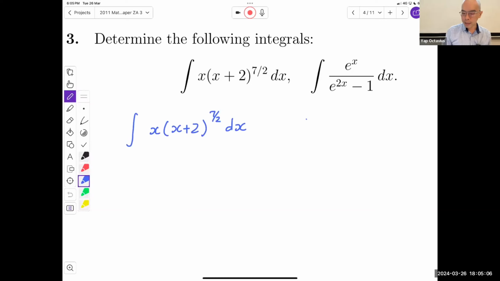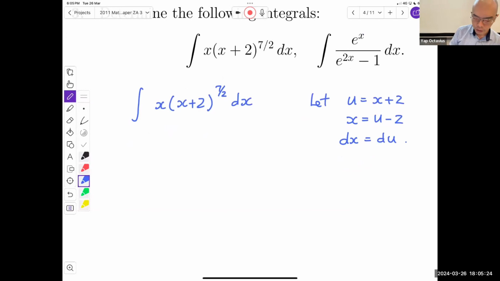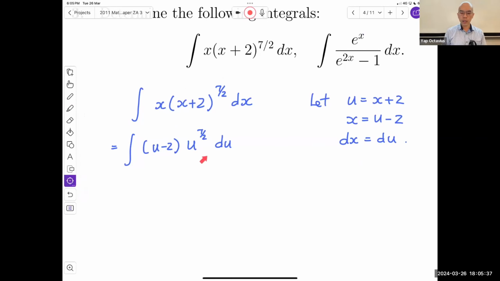Okay, so come, first one. I'm going to let my substitution be the term inside the bracket. So let u equals x plus 2. So my x is equal to u minus 2. So I differentiate this. Okay, so this is what we get. Come, put everything in. x is u minus 2. Then this term is u to the 7 over 2. So dx is du. So you see, with this, it comes to like that.